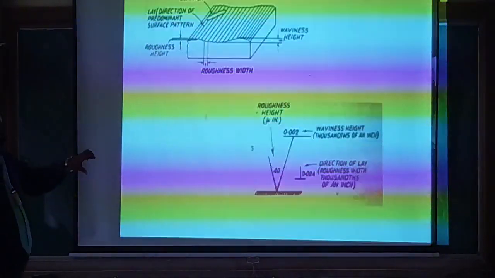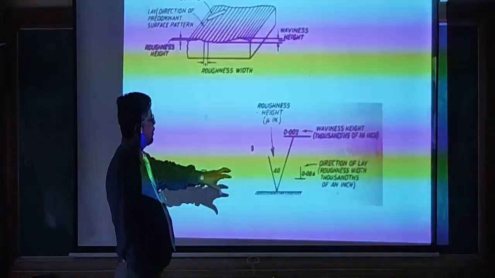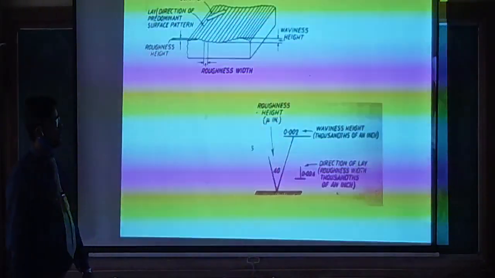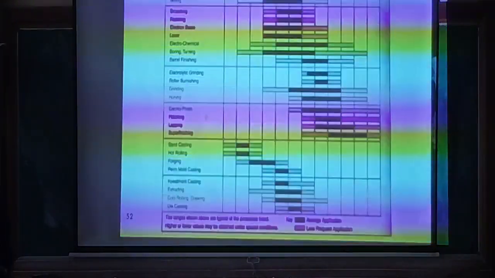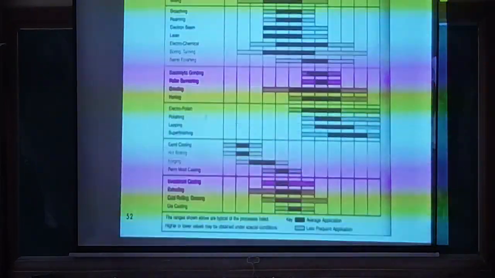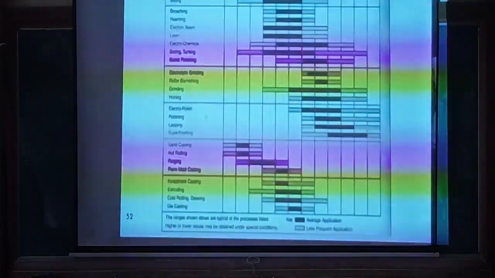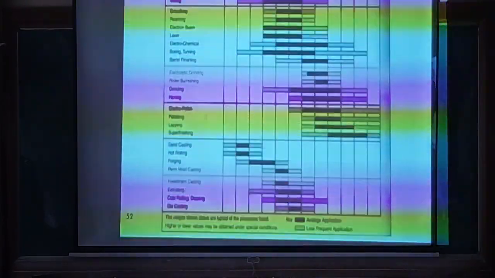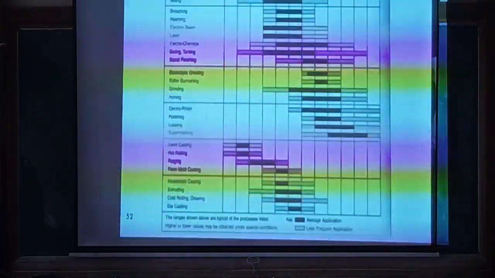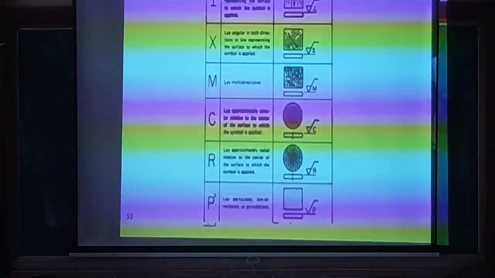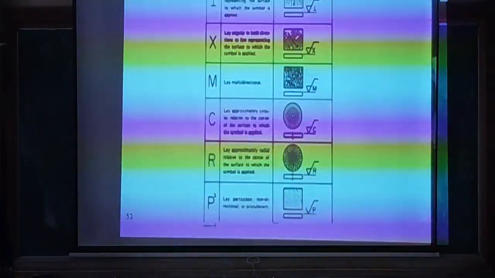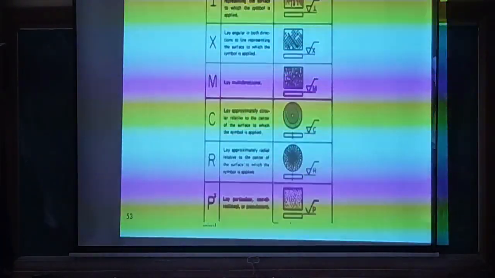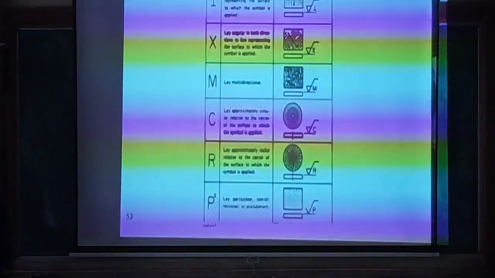And how you are going to mention it in the drawing, that you have seen. So this is the roughness height in micro inches, waviness height, direction of the lay, those things you have seen. And you have seen the roughness average value in micrometers or micro inches, for different processes, which I explained in the last class. Next is the lay symbol you have seen in the last class, an example showing the direction of the tool mark, and the meaning of that you have seen.